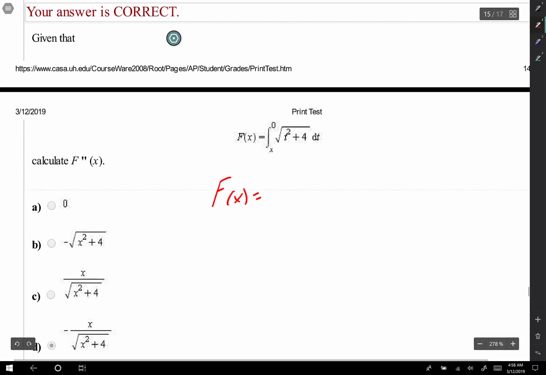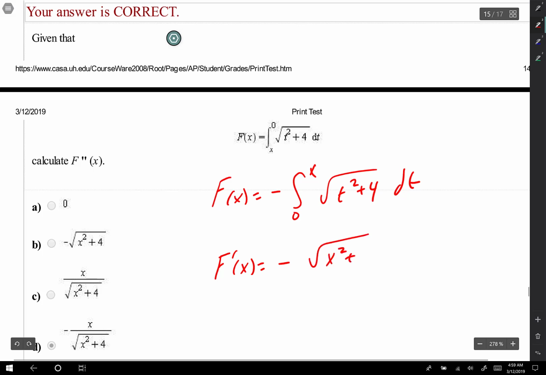Before you do that, guys, move the x to the top, put a negative on the outside, integral from 0 to x of the square root of t squared plus 4 dt. So f prime of x is equal to a negative square root of x squared plus 4.